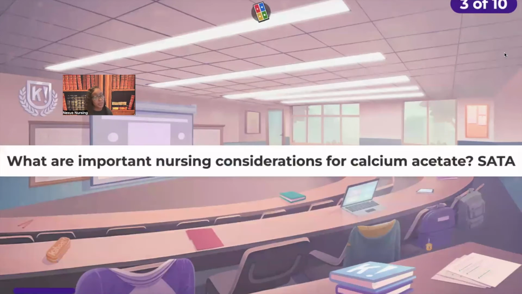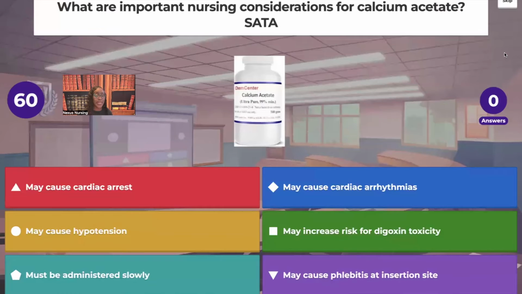Select all that apply. What are important nursing considerations for calcium acetate? Here are your options: may cause cardiac arrest, may cause cardiac arrhythmias, may cause hypotension, may increase the risk for digoxin toxicity, must be administered slowly, may cause phlebitis at the insertion site. What do you guys think? We're talking about calcium acetate. What are important nursing considerations to know in regards to this drug?